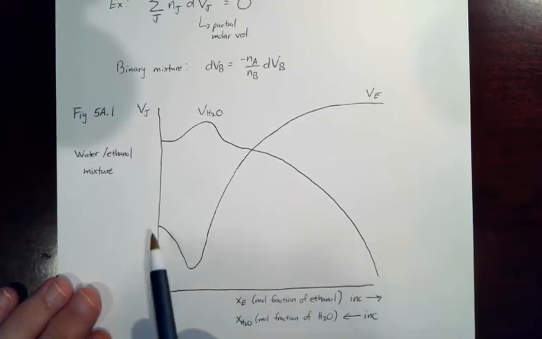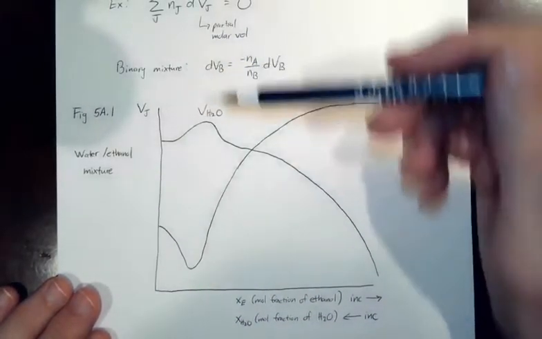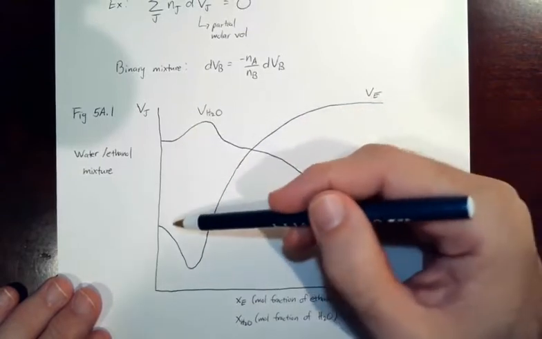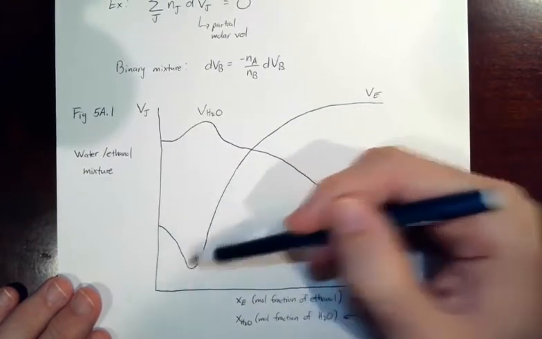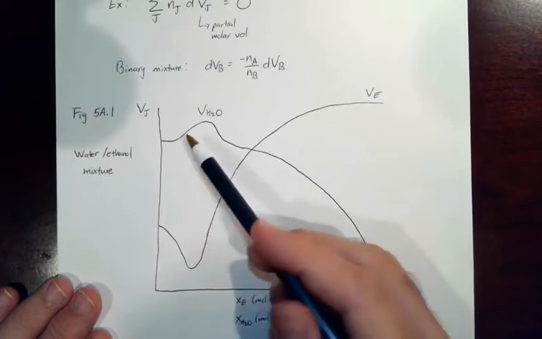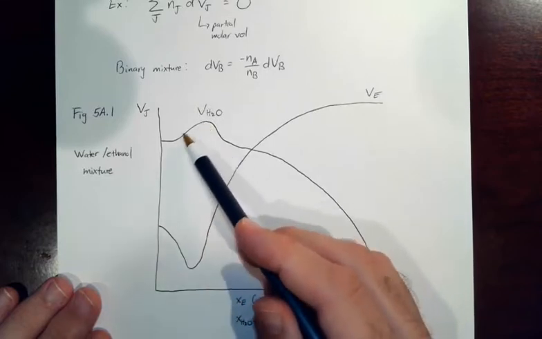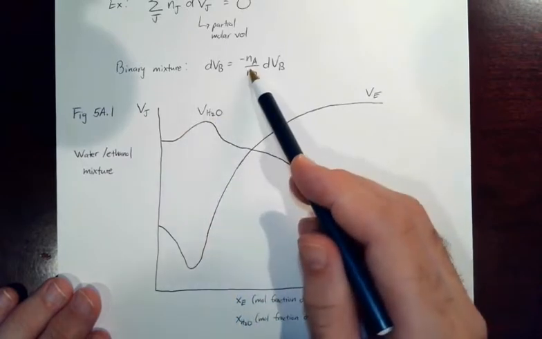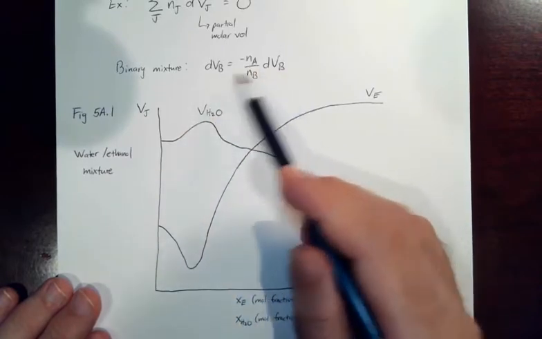Okay, so what happens here is I have a steep drop, and this is the ethanol molar volume. I have a steep drop in the ethanol molar volume. That's going to cause a rise in the H2O molar volume, as expected, because we have this negative sign. If one increases, the other decreases.